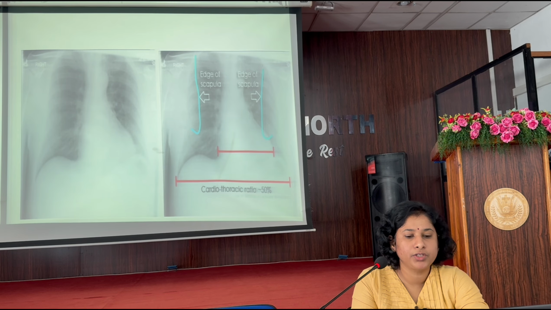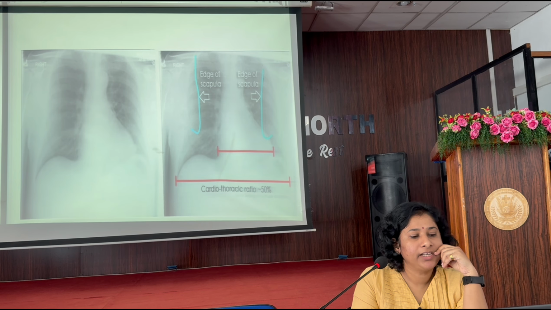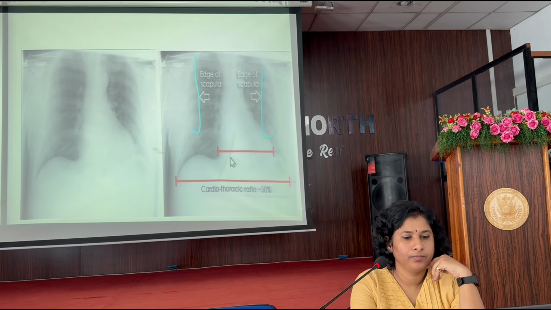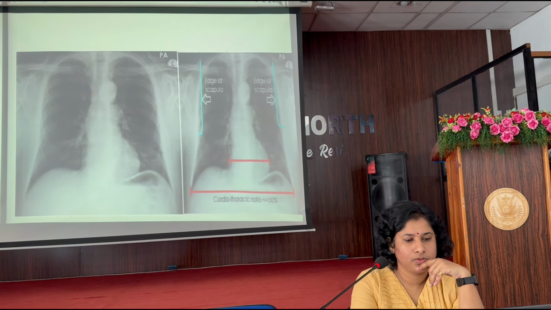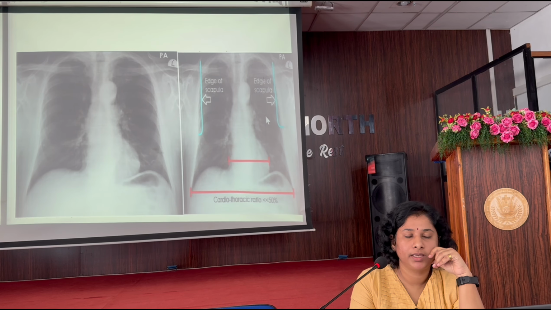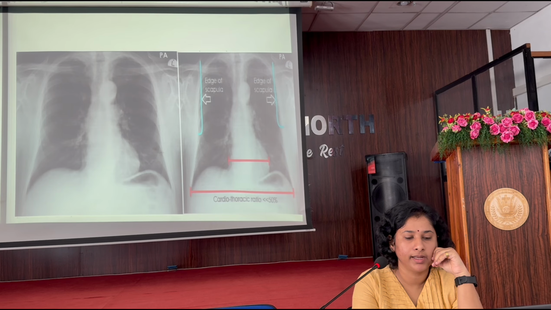The cardiothoracic ratio also alters significantly with inspiration and expiration. If it is taken in expiration, it will give the effect of cardiomegaly. This is an inspiratory film where the heart is less than 50% of the thoracic diameter. If it is in an expiratory phase, it would be more than 50%. That will mimic cardiomegaly, early or mild cardiomegaly.